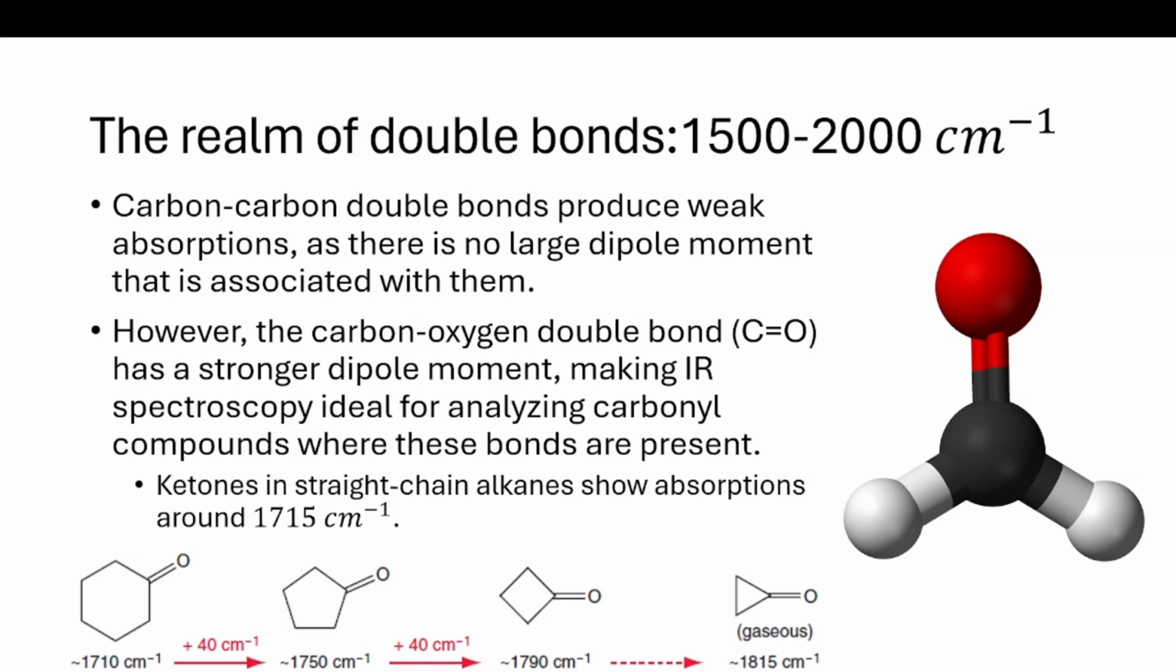And in fact, if we go to something like a straight chain alkane, if we have a ketone there, we're going to see an absorption peak at around 1715 per centimeter. Now, as for cyclic ketones, we can see right here in this diagram that if I keep on removing these carbons, then our absorption will happen at higher and higher wave numbers.